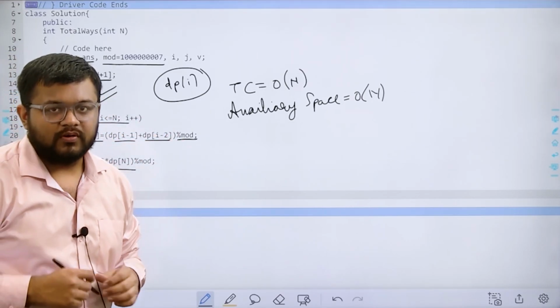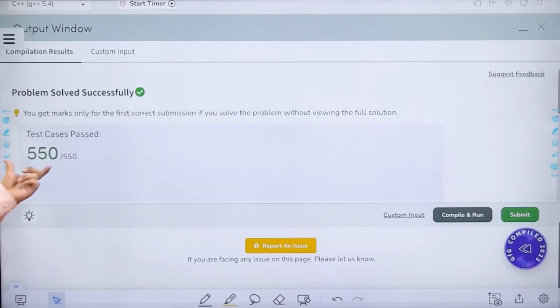Now let's submit this code. Okay, so we have solved this question successfully.